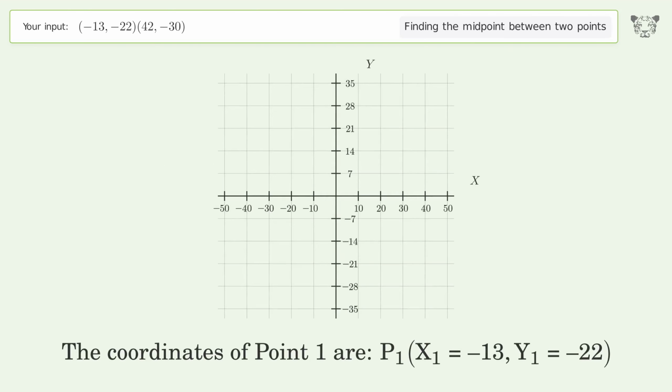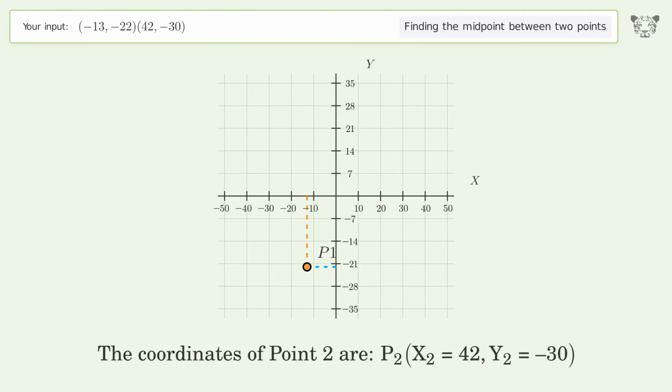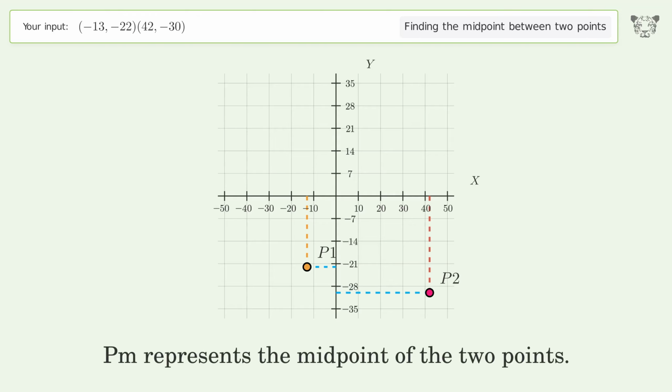The coordinates of point 1 are x1 equals -13, y1 equals -22. The coordinates of point 2 are x2 equals 42, y2 equals -30. PM represents the midpoint of the 2 points.